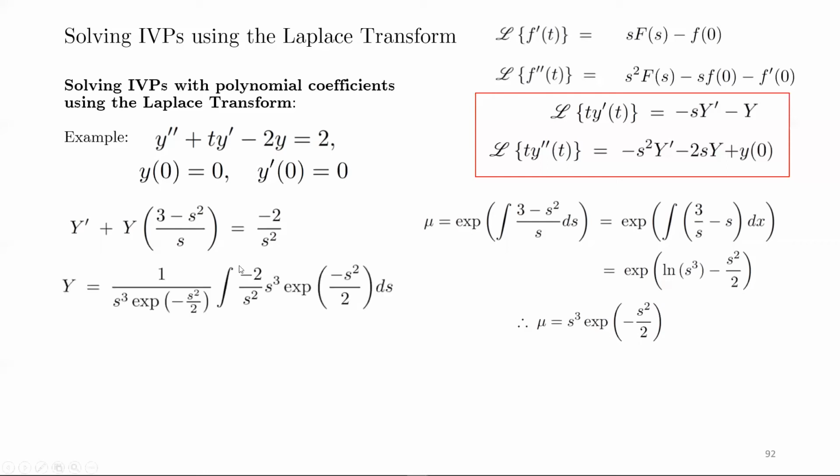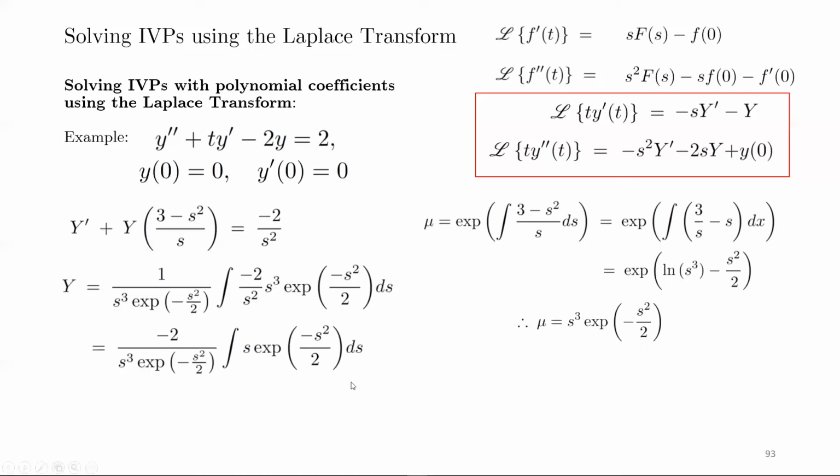Okay, so then I can immediately solve for y. So y is equal to 1 over mu, so 1 over s cubed e to the negative s squared over 2, times the integral of the right hand side, negative 2 over s squared, times mu again, integrating with respect to ds. Well, obviously here we have an s cubed over s squared, which simplifies to just s.